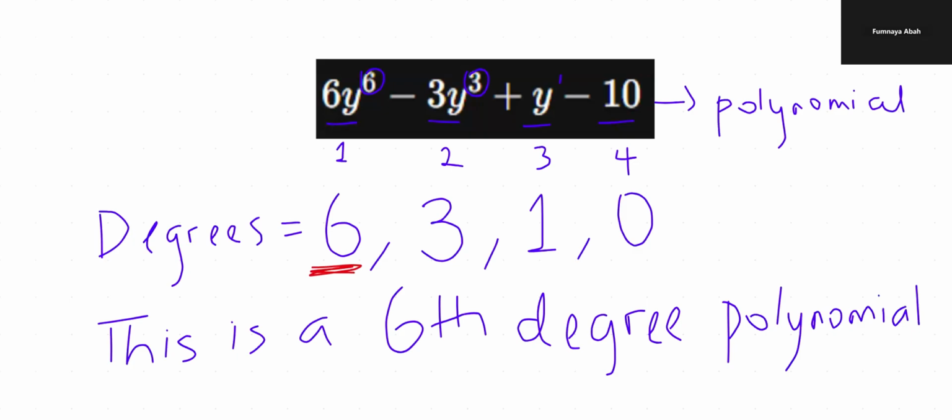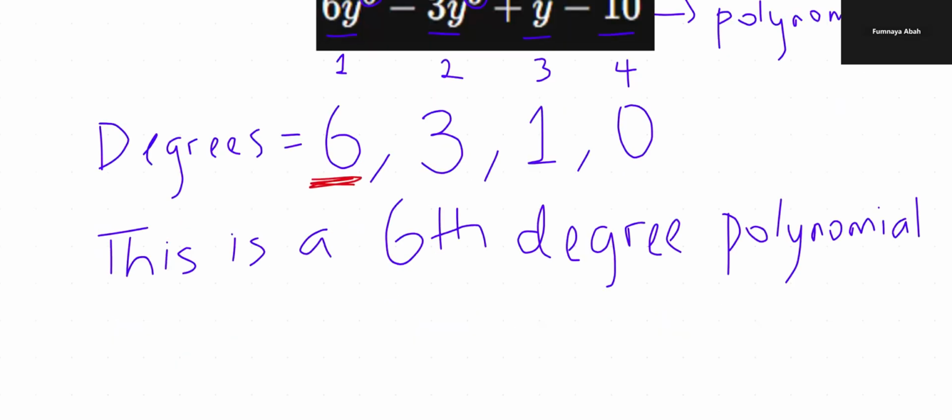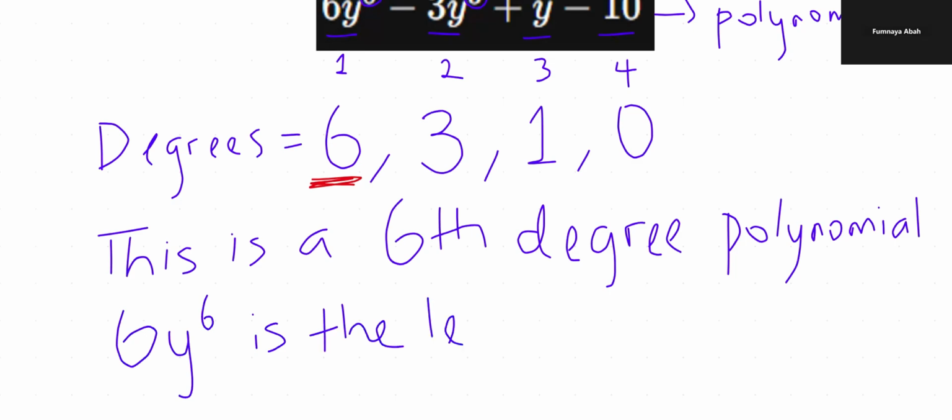Okay, so now we know that this is a 6th degree polynomial. Let's find the leading term and coefficient. Since we know that 6y raised to the power of 6 has the highest degree of 6, 6y raised to the power of 6 is the leading term. And it's the leading term because it has the highest exponent.